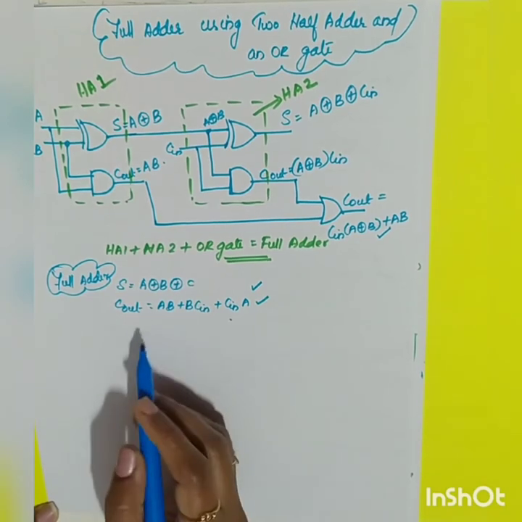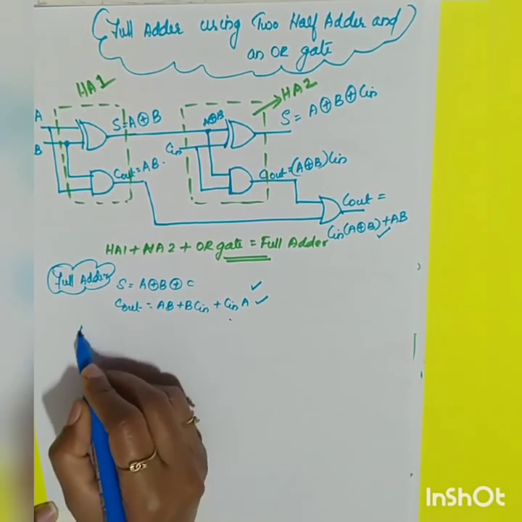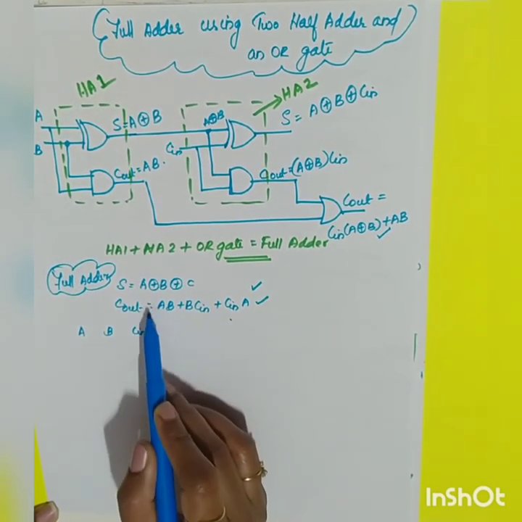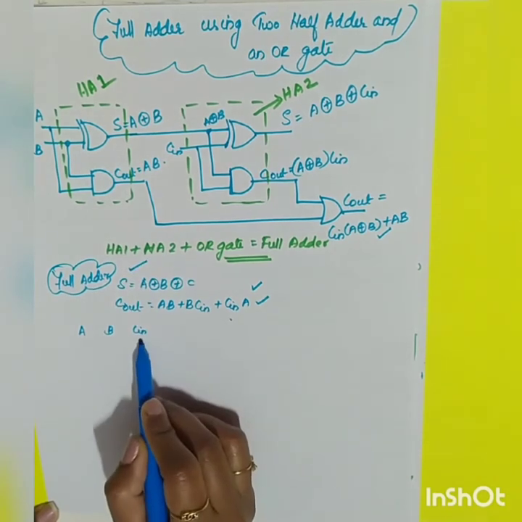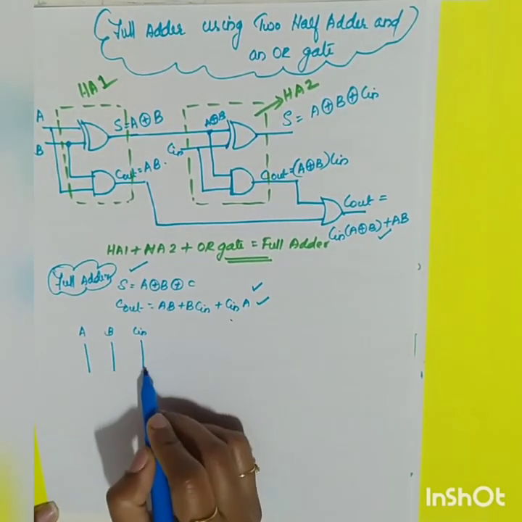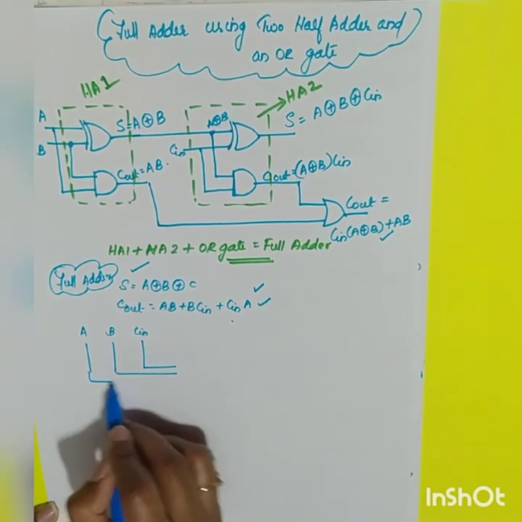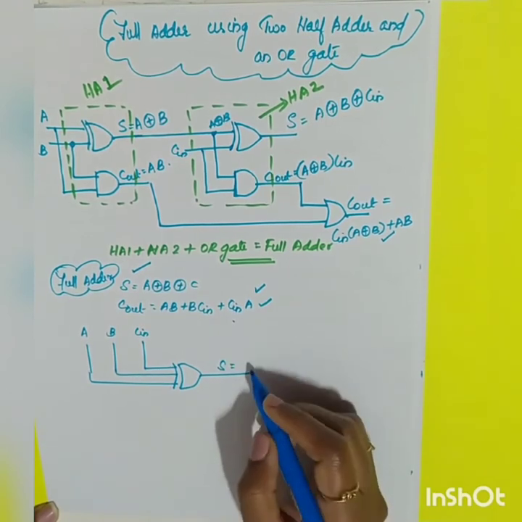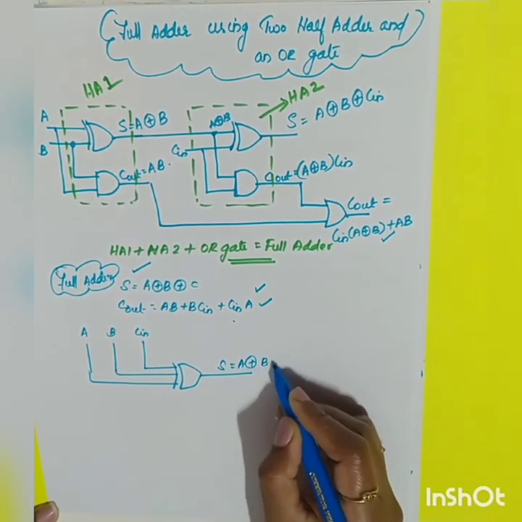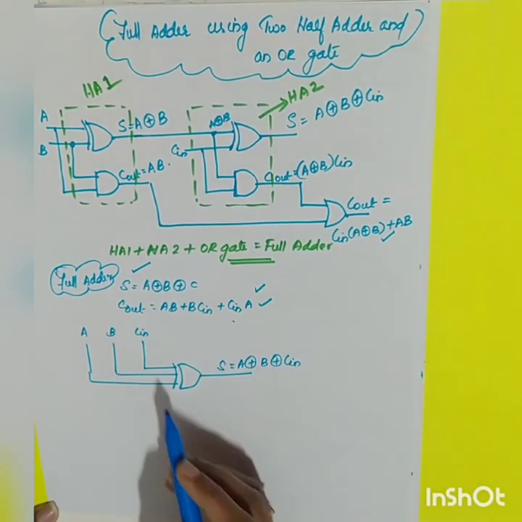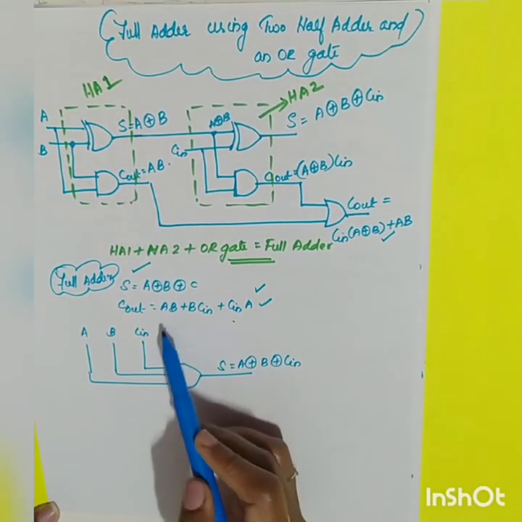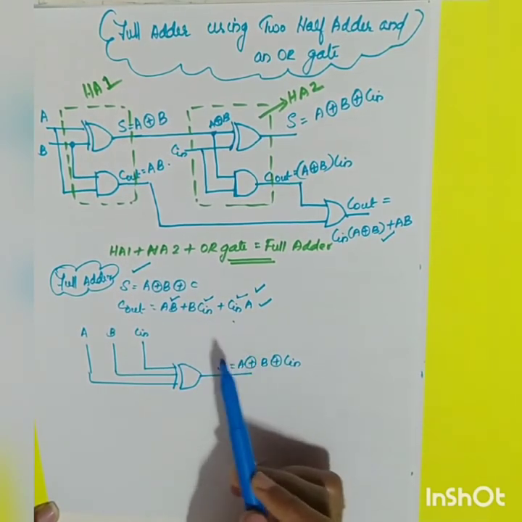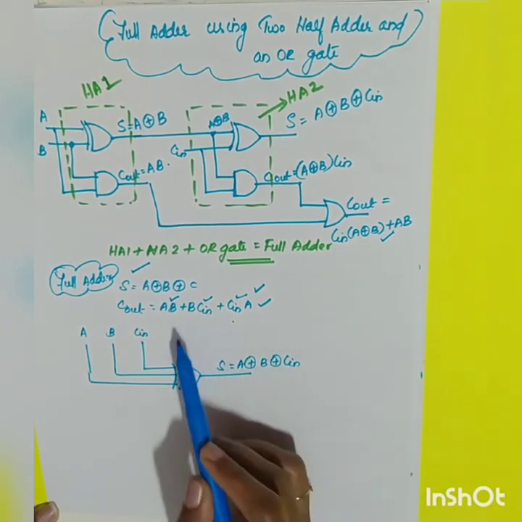So how will you draw the full adder? If you take the three inputs A, B, Cin, first let us finish your sum. If I take these three inputs, two XOR gates, you will be getting the sum directly, right? S is equal to A XOR B XOR Cin. Now what are the next gates you have to give? Here it is multiplication of three, right? Three AND gates joined together to an OR gate will give you this expression.